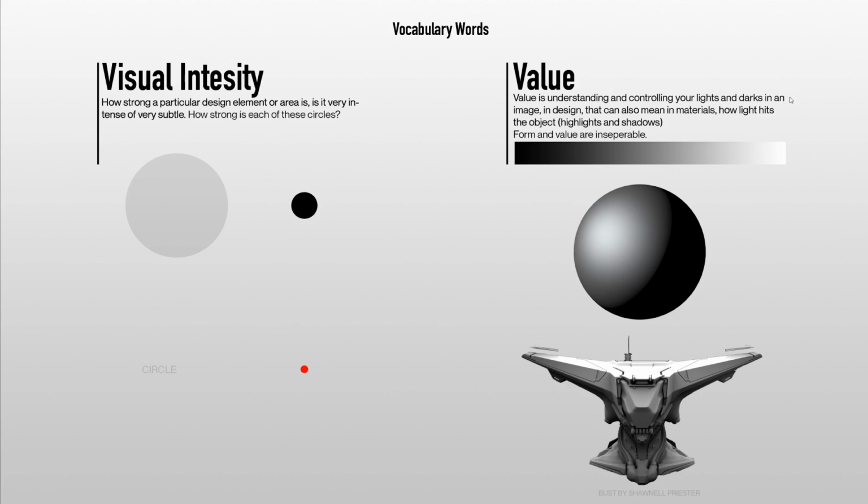And then, I believe the final thing we're going to be talking about in this chapter is value. Value is understanding and controlling your lights and darks in an image, in a design, and that can mean in materials and how light hits the objects, highlights and shadows. Form and value are inseparable, and we can see that we have our value line, which is from dark to white, and then on a sphere, you can see how value defines form. And in that same way, we have a more complicated object, and we can see how when we project a light from below, we're thinking about how we want these values to be. It's very important to be thinking of value on complex objects and when we're designing things.